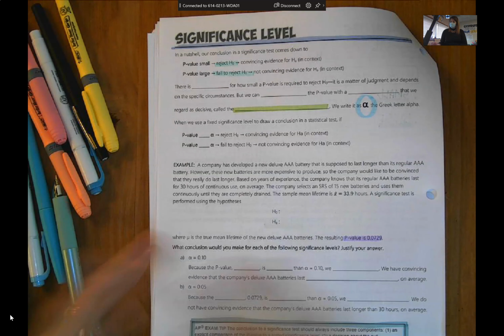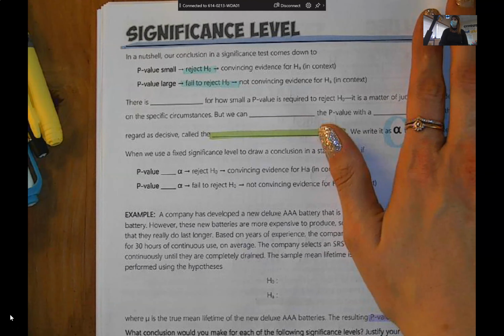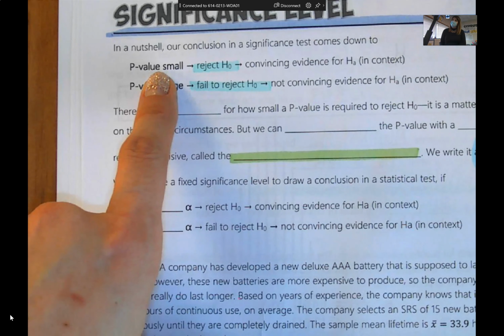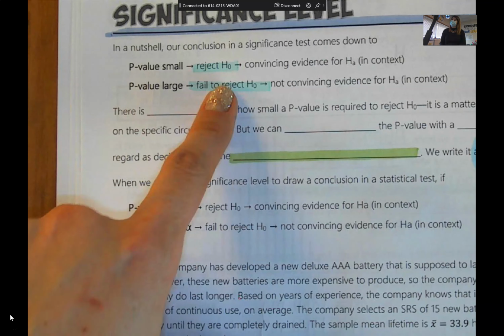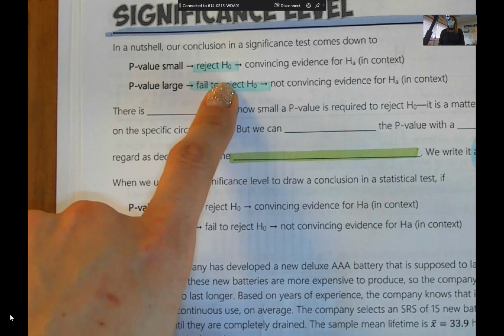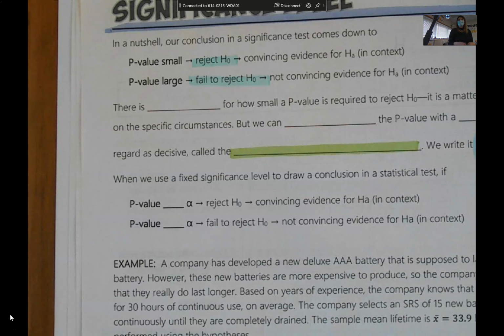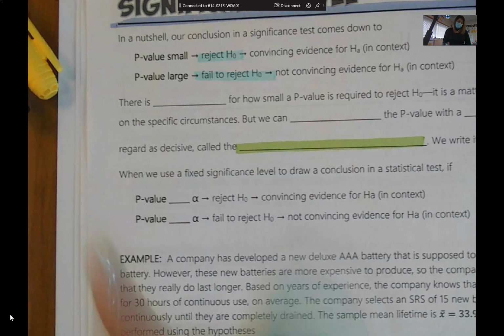So in a nutshell, our conclusion in a significance test comes down to, if the p-value is small, reject. If the p-value is large, fail to reject. A lot of people just memorize the phrase, if the p-value is low, reject the H0. That's the easiest way to remember it. There is no rule.